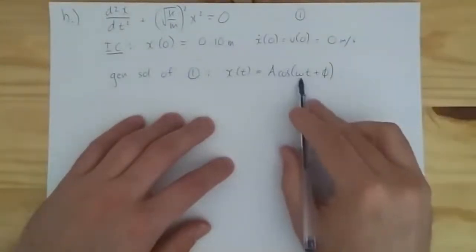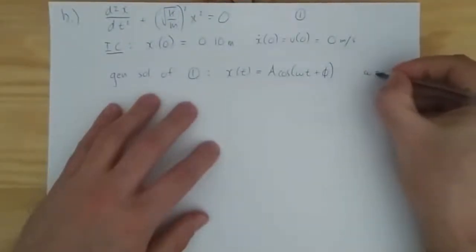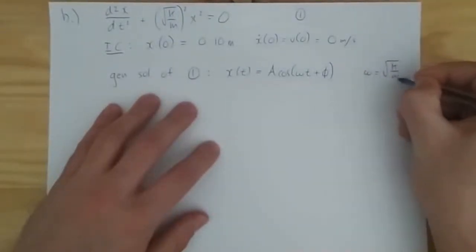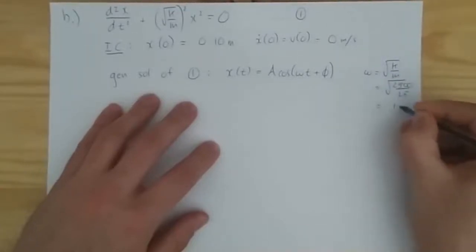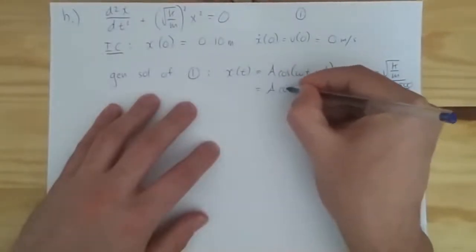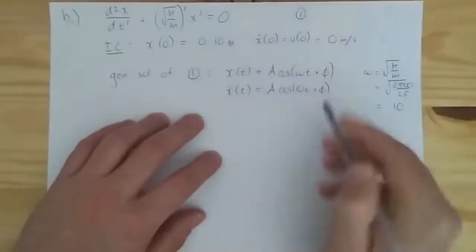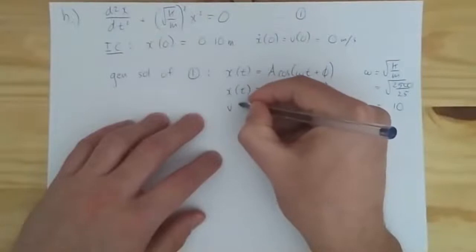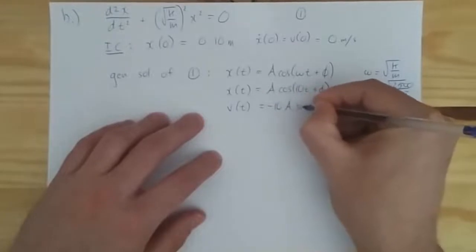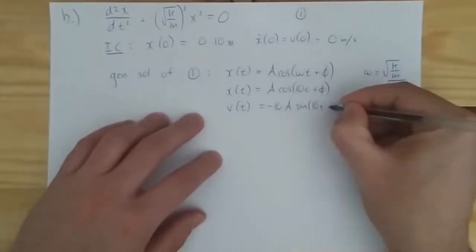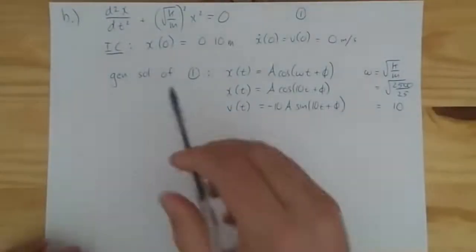Now we can already find what omega is. Omega is this term in the differential equation, so I can immediately write down what omega is. That's square root of k over m. So that's square root of 2,500 over 25. So in other words, that is 10. So I can immediately write a cos(10t plus phi). Good. And I've got an initial condition in terms of velocity, so let's write down the expression for the velocity as well. So this will be minus 10a sine(10t plus phi). Good. Okay, so now let's use these initial conditions.